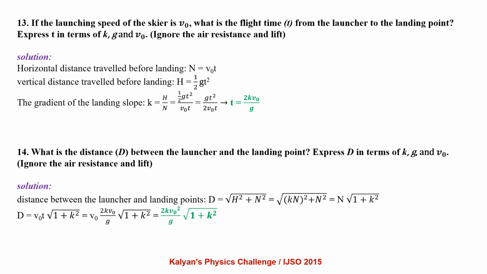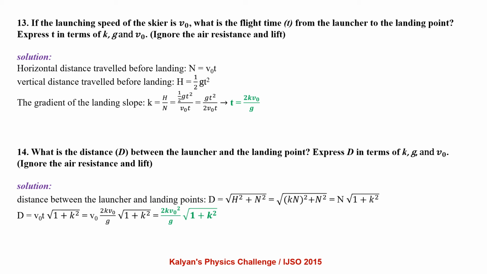What is the distance d between the launcher and the landing points? Express d in terms of k, g and v0. Ignore air resistance and lift. Distance between the launcher and the landing points d equals root of h square plus n square. That is root of kn whole square plus n square, which is n times root of 1 plus k square. n is v0 t, so it is v0 t root 1 plus k square.